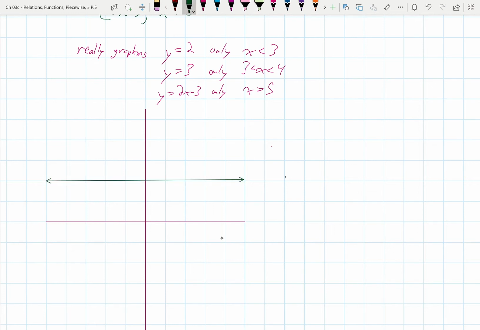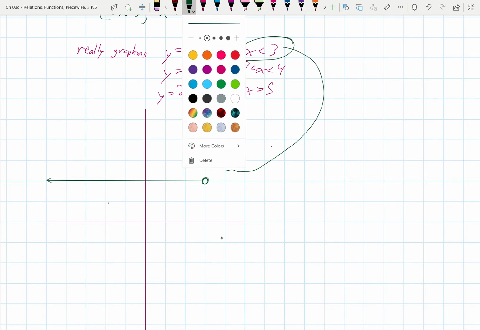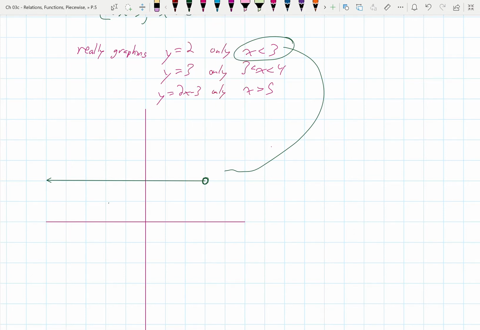But wait a minute, we said only for x less than 3. So I don't want to graph the entire horizontal line. What I do want to graph is what looks like a ray. I want to do that when x is equal to 3, and when x is less than 3 I graph this horizontal line. And since x is less than 3, I'm going to put an open circle there to indicate I'm not even really looking at that region. Okay, that is the line y equals 2. And I'm going to label that y equals 2, just to keep that label going.